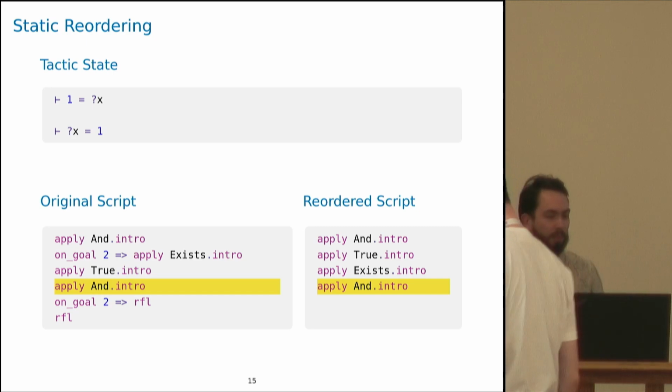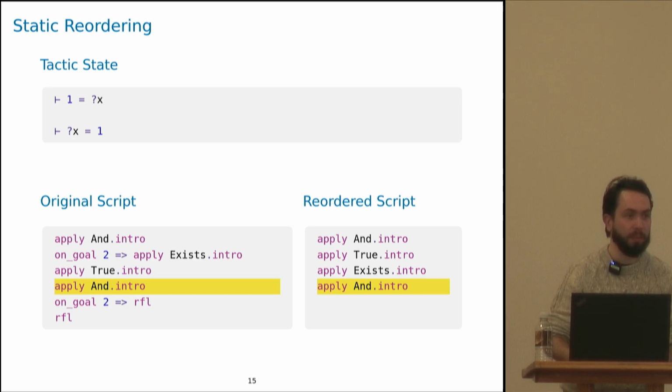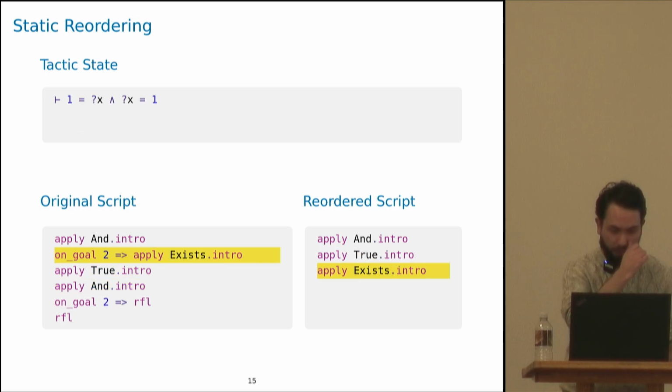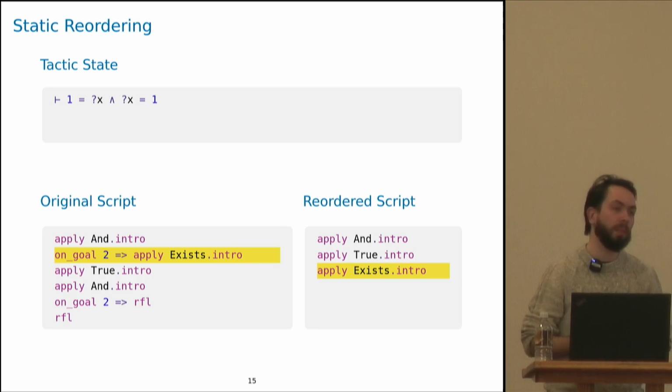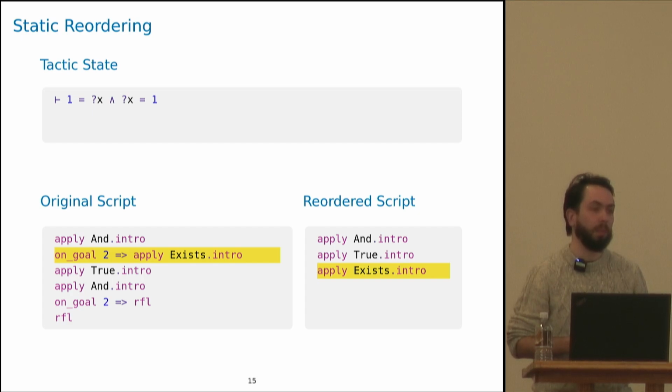In the static reordering, most of the examples, so when you do on goal 2, it can generate sub-goals itself. And is it easy to keep track of which goal the next tactic will refer to with respect to the original organization? Yes. The bookkeeping stuff?